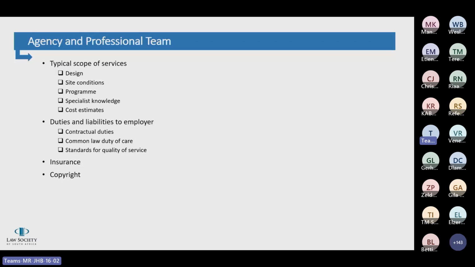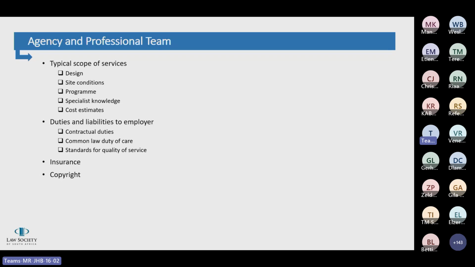The professional or employer's agent also has a common law duty of care towards the employer. And the standard of the service that is delivered is usually measured against the reasonable and prudent service provider with a particular level of experience.